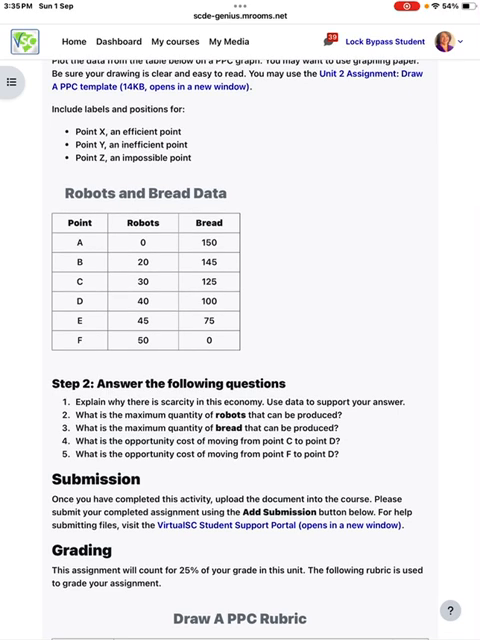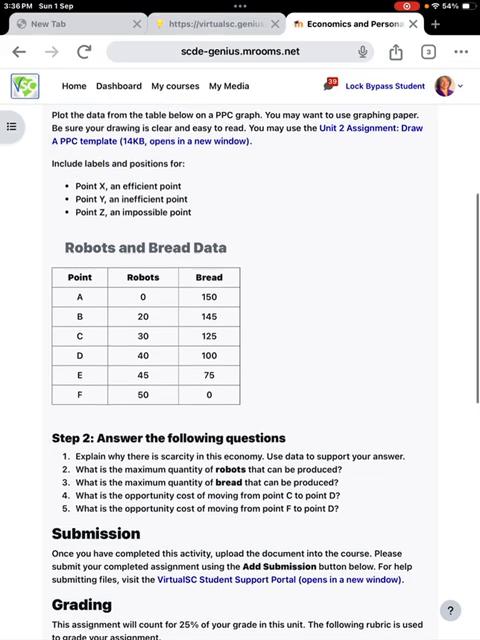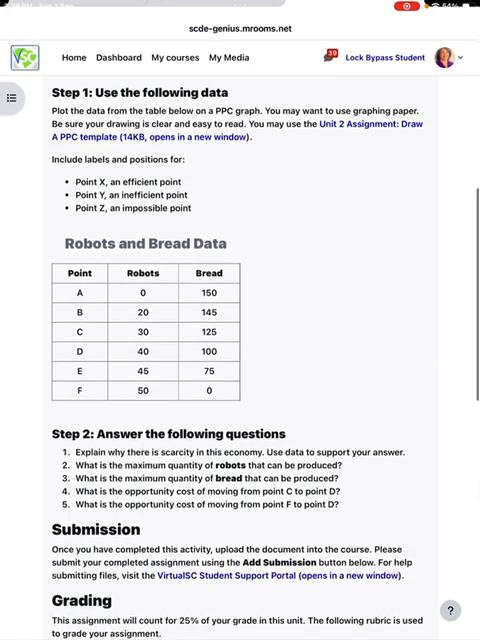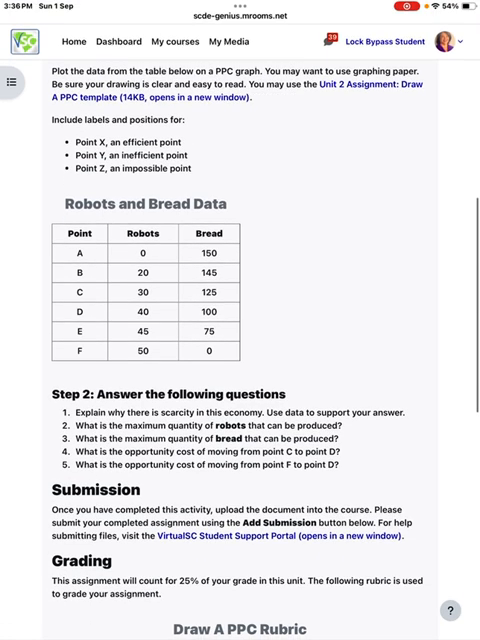You're given a chart of how many robots you have and how much bread you have at each point on the curve. What this means is at point A, you can make 0 robots and you're making 150 units of bread. At point B, you're making 20 robots, you can make 145 units of bread. All right, so you're going to make a graph that shows that. I'm going to show you how.